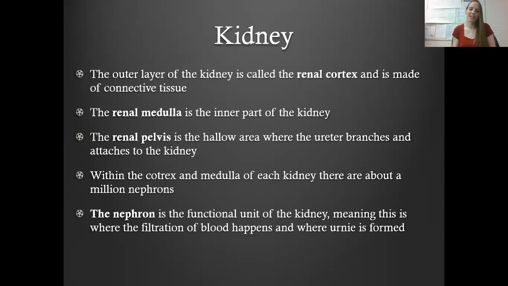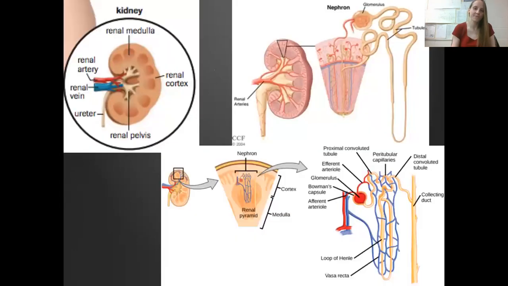Within the cortex and the medulla of each kidney, there are about 1 million nephrons, and the nephron is the functional unit of the kidney. So inside the nephrons is where blood filtration and urine production both happen. So all of the function of the kidney takes place in the nephrons.